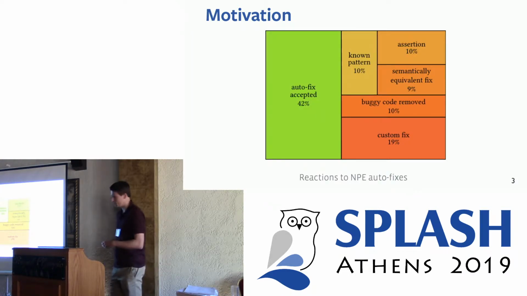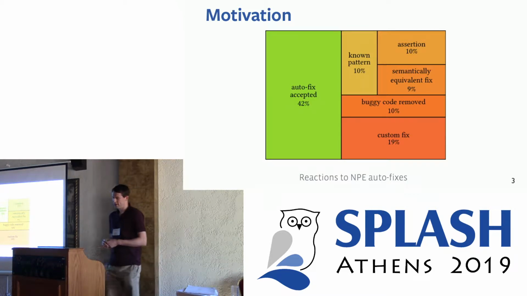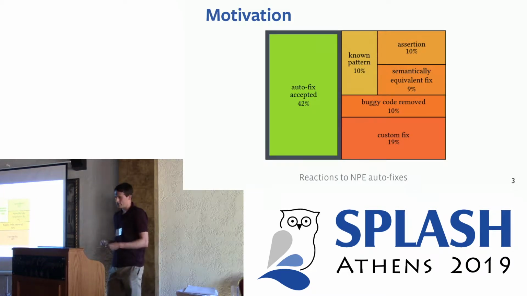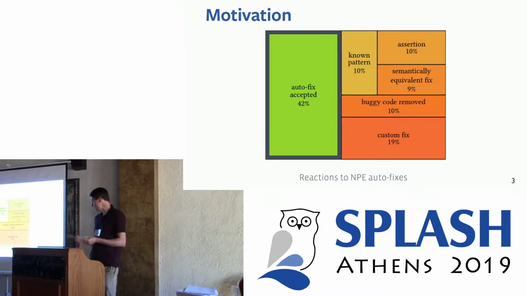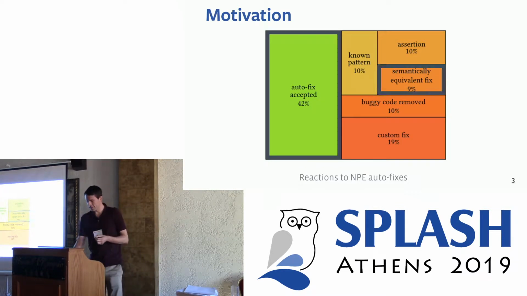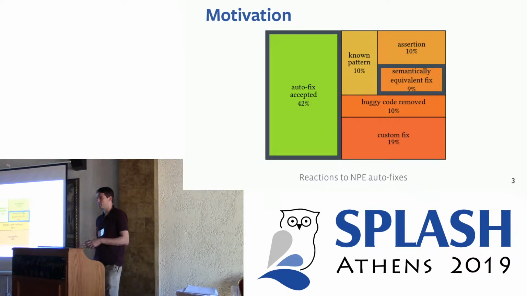So fix suggestions for these Infer null dereference warnings have been deployed for about a year at Facebook. And during that time, we've shown thousands of fix suggestions. And if we drill deeper into the reactions from developers, we see that a large fraction of the time, developers simply accept the fix that we make. So why is this impressive? Well, for one thing, we know that developers are really picky. And we know that because another 9% of the time, developers end up making a semantically equivalent fix. For example, inverting the if condition and then swapping the then and the else branches.